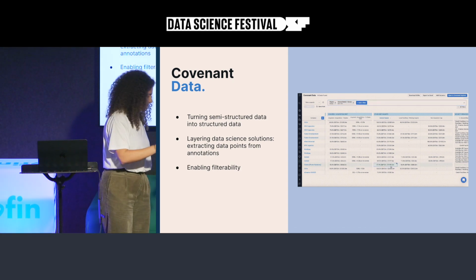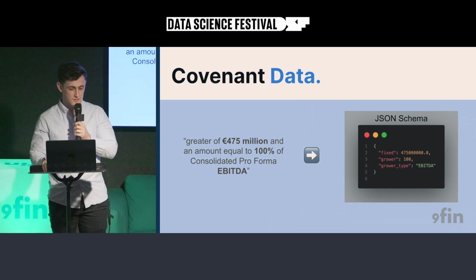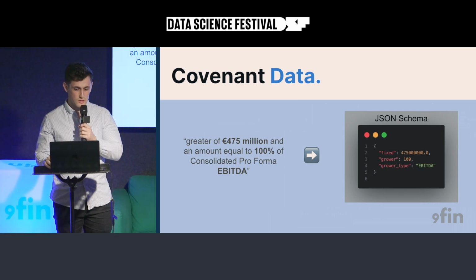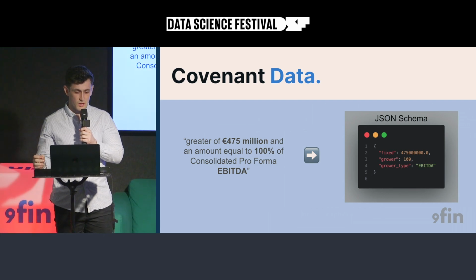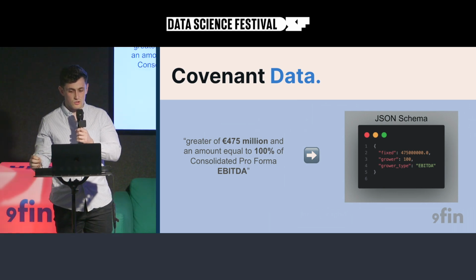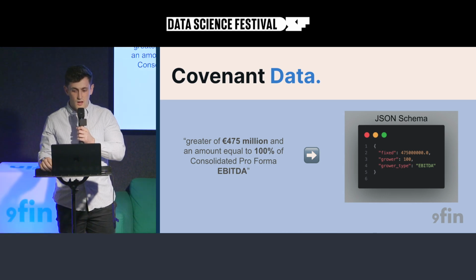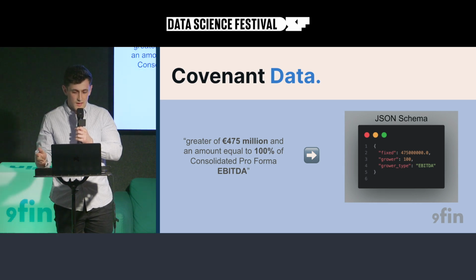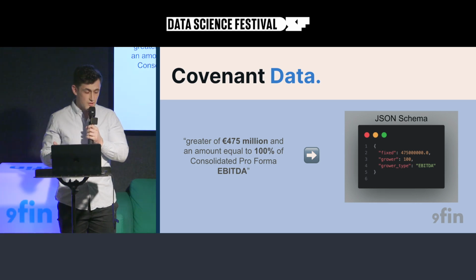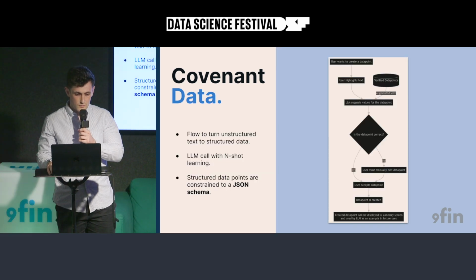Thank you, Olivia. Hello, everyone. Today, I'm going to run you through the technical side of the Covenant data solution. So our problem statement was to turn semi-structured text, as Olivia mentioned, into structured data. So these data points are constrained to a JSON schema. This specifies the structure of our data, for example, what fields the data point will contain and what data type they will be. So as Olivia mentioned, this is going to let our users search and filter the Covenant data.